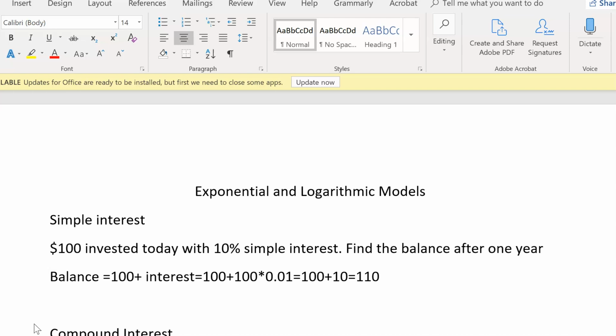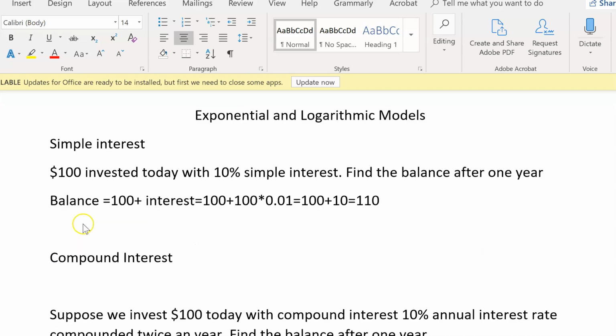So first of all, let's talk about compound interest. Before you understand compound interest, you need to understand what simple interest is. So, say you put $100 in an account at 10% simple interest. Suppose you want to find the balance after 1 year. The balance would be $100 plus interest. The interest is 100 times 10%, which is 0.1. So 100 times 0.1 is 10. So 100 plus 10 is $110. So the balance is $110 if you use simple interest.